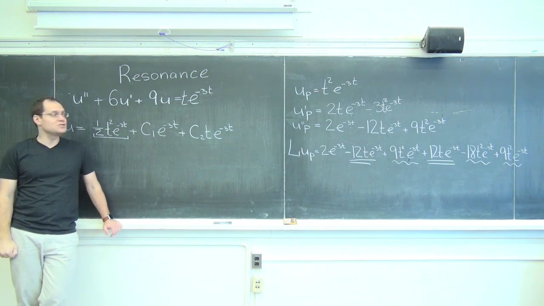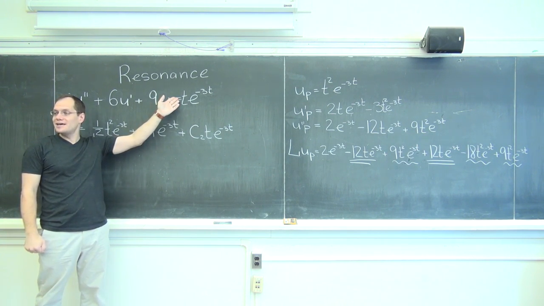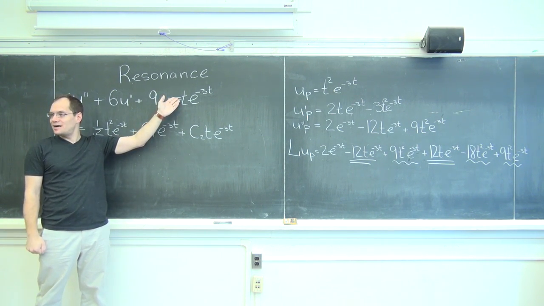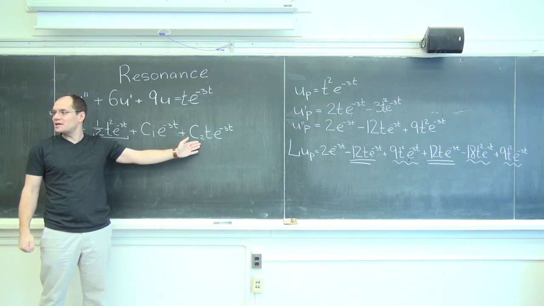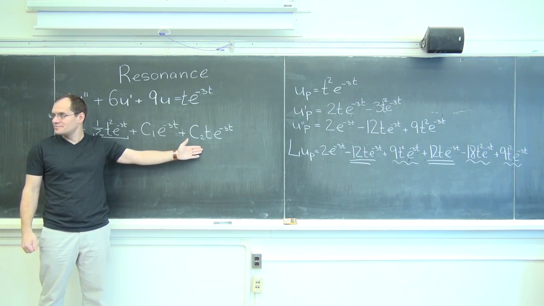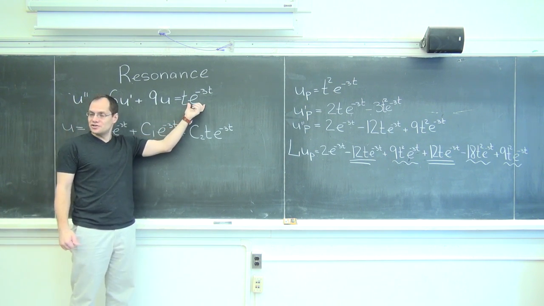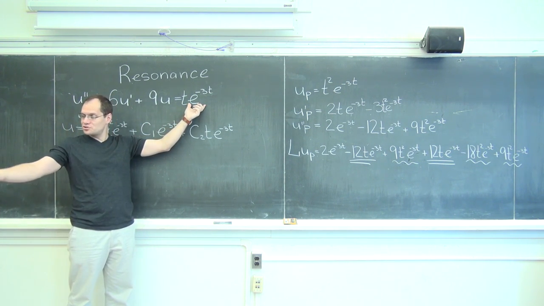Well, you wouldn't try e to the minus 3t because you're hoping for more. You wouldn't try t times e to the minus 3t, because that's also in the null space and that would give you 0. You couldn't try t squared times e to the minus 3t because that produces e to the minus 3t. So what would you do?